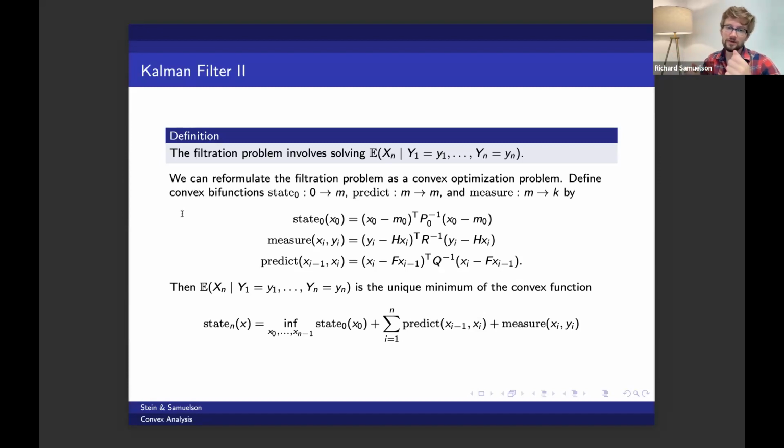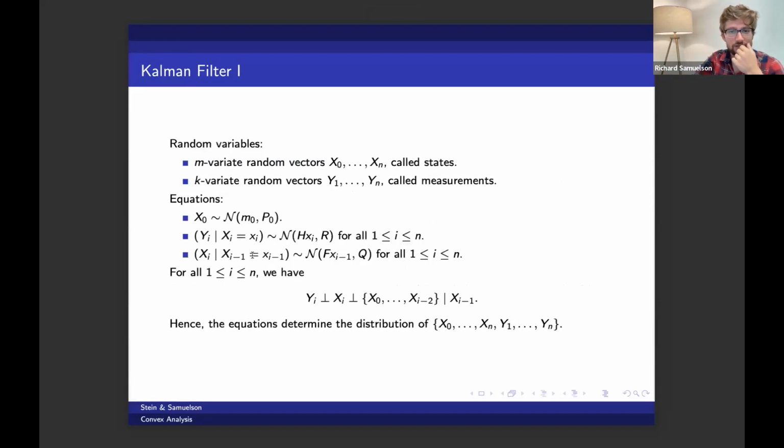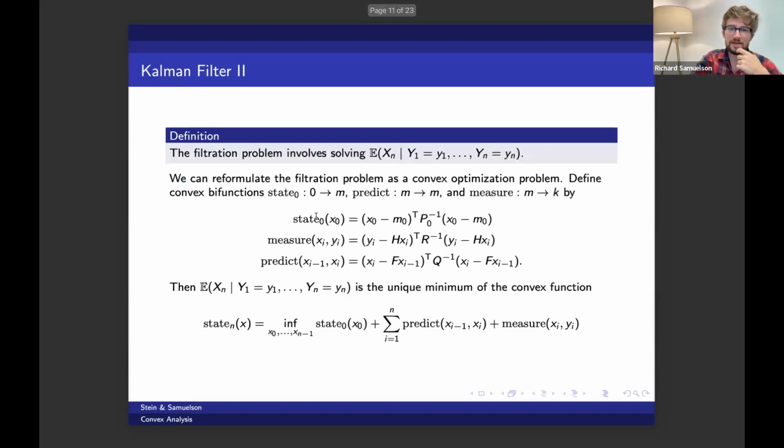So we can reformulate this as a convex optimization problem. It's not completely intuitive that you can do this, but it does work. So we'll define the following bifunctions. The first is going to be called the state at time 0. And all these letters come from the equations in the previous slide. The state at time 0 will have a bifunction called measure and a bifunction called predict. And then we'll use these to form this odd-looking objective function, which we'll call the state at time n. And the idea is the solution to the filtration problem is the unique minimum of this objective function.